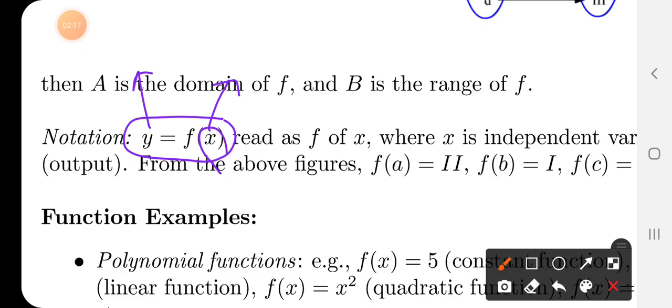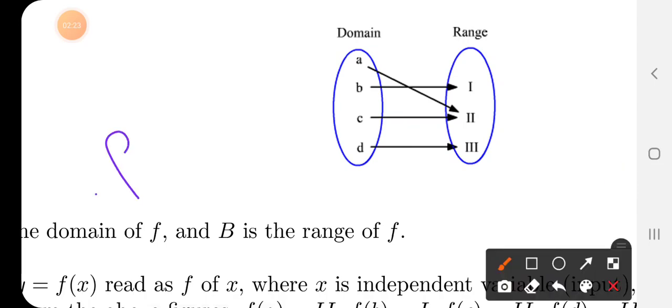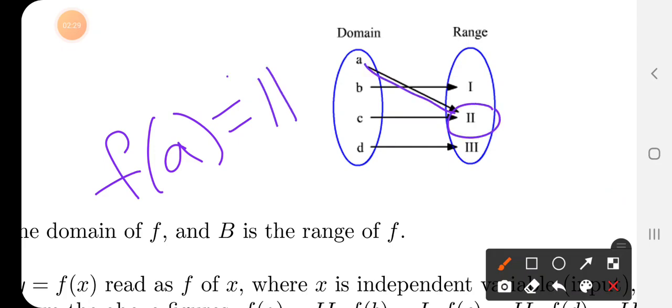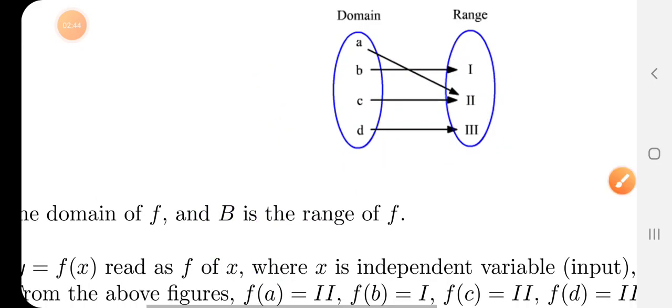In this figure, if you see, this f was a function from set A to B, and when your input is A, f of A will be 2. So when input is A, the output is 2. Similarly, when input is B, the output is 1. When the input is C, the output is 2. When input is D, the output is 3.